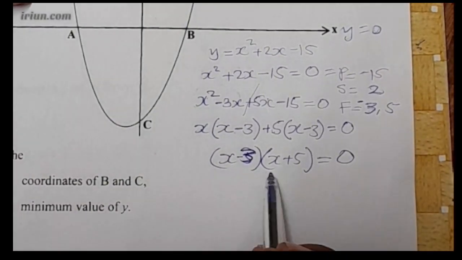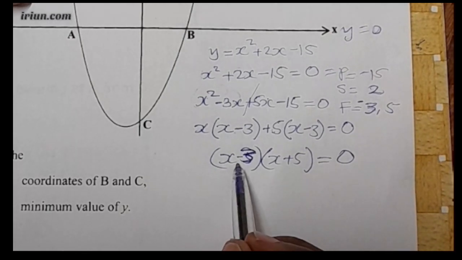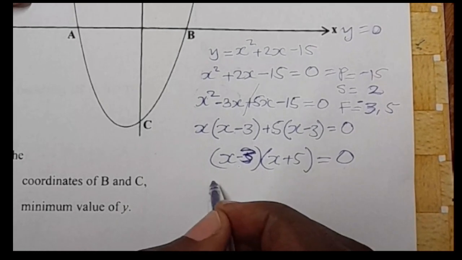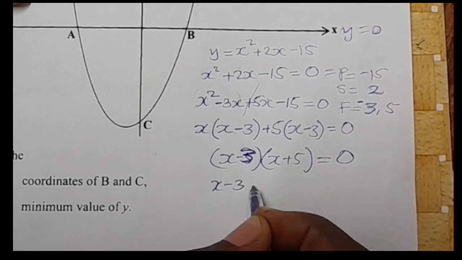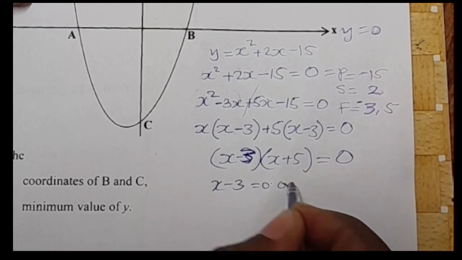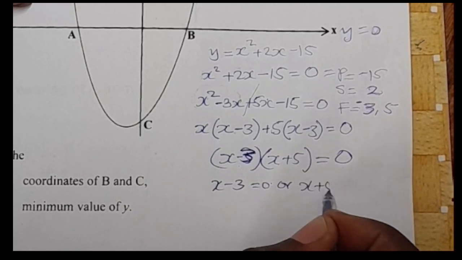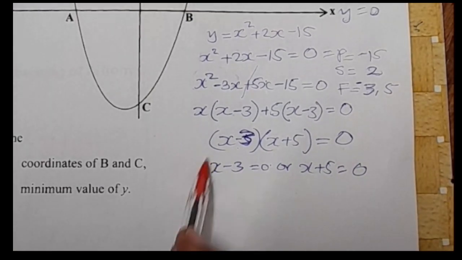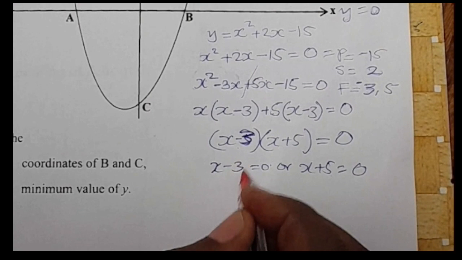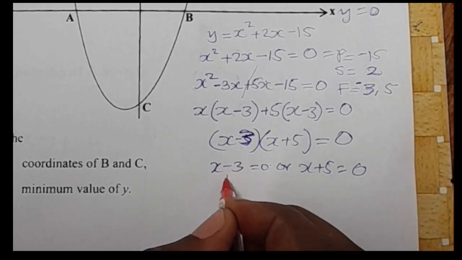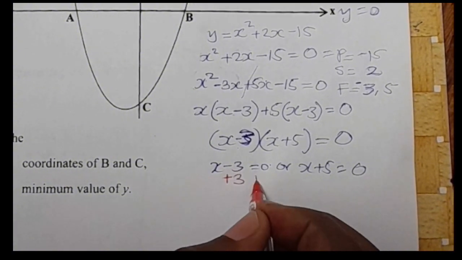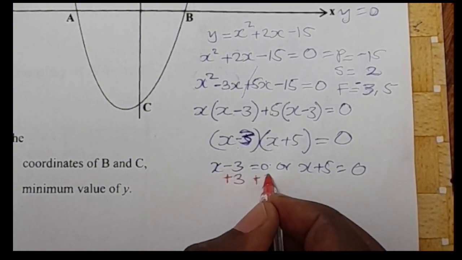Now, when you have these two, it means that it's either this one is equal to 0 or this one is equal to 0. So we have x minus 3 is equal to 0, or x plus 5 is equal to 0. Then at this stage, you are solving, you want to remain with x on the left, so you are going to eliminate this term, the negative 3, by additive inverse, by adding 3. So what you've done here, you also do the same on the right.